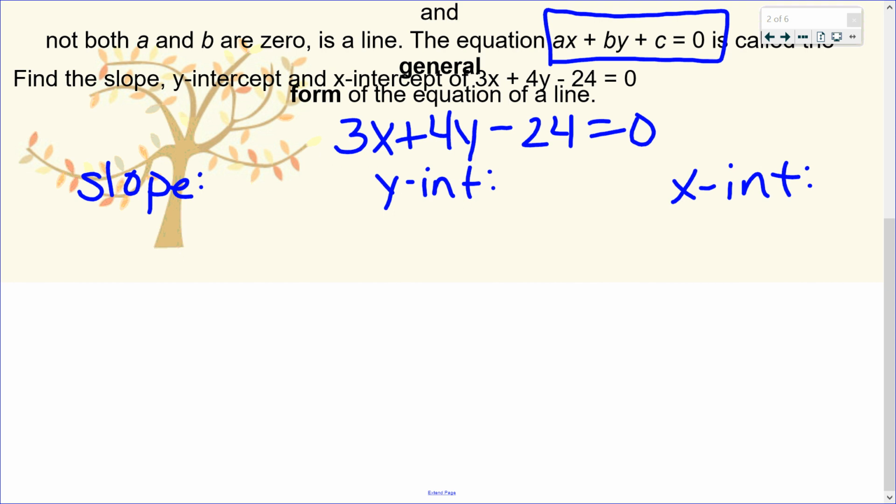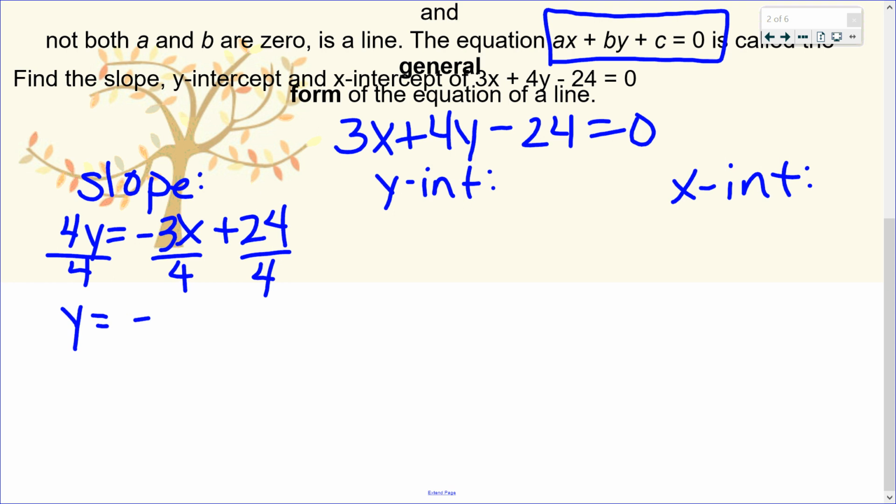So to get the y alone, I'm going to move the 3x and the 24 over to the right side. So it'll be 4y equals negative 3x and a positive 24, and then I just need to divide everything by 4 and reduce if you can. So I'm going to end up with y equals negative 3/4 x plus 6. So what is my slope? Negative 3/4 is the slope, and my y-intercept is 6.